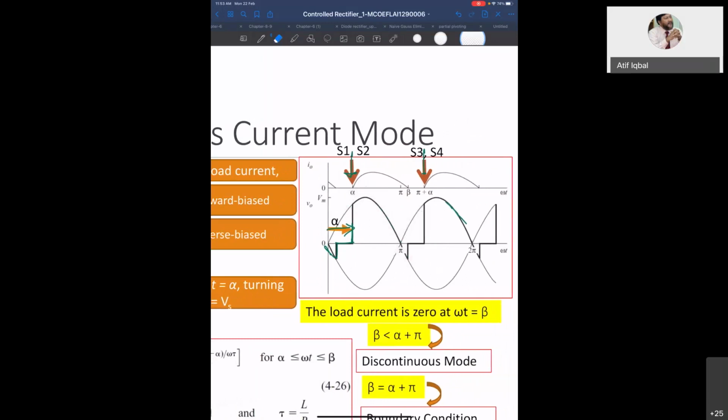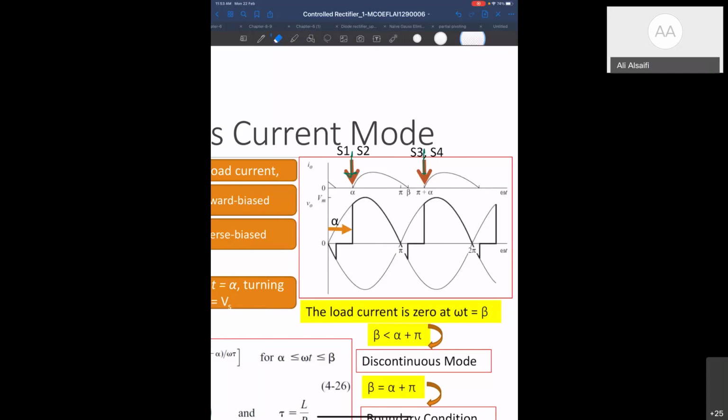Okay. So can you just explain the operation in terms of which thyristor is turned on and which thyristor is turned off and how they relate on the graph?